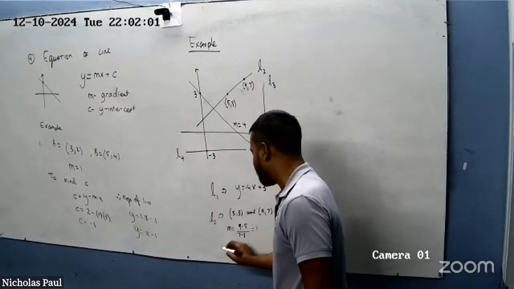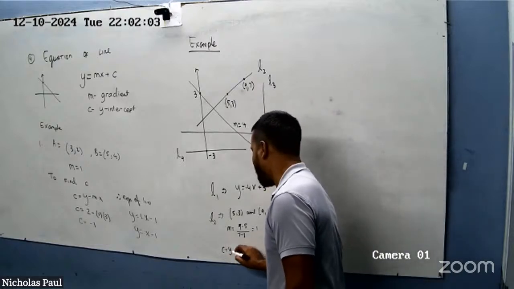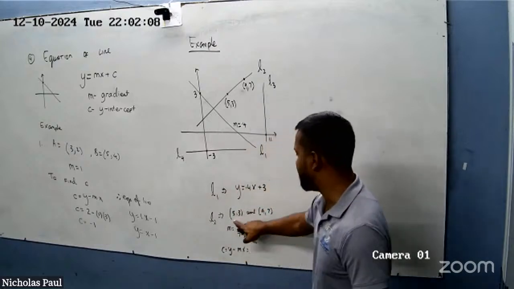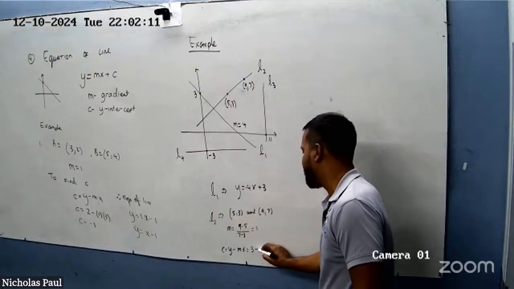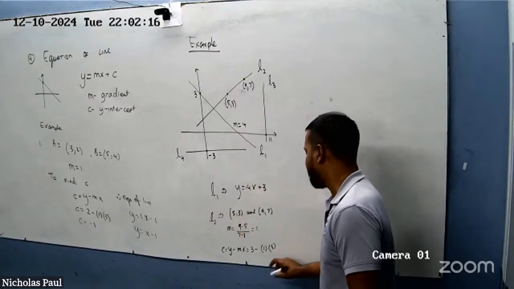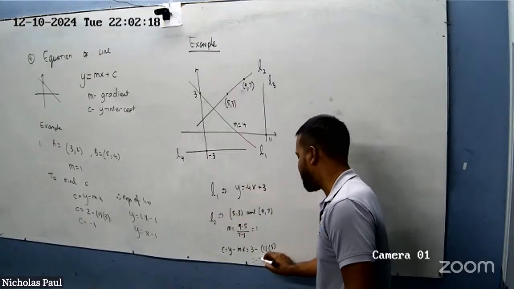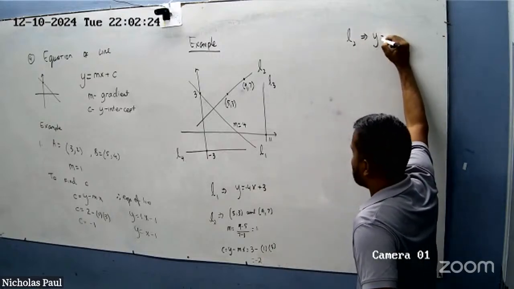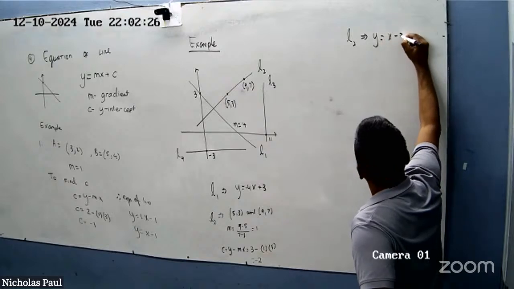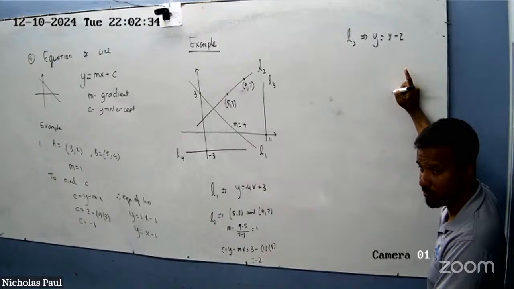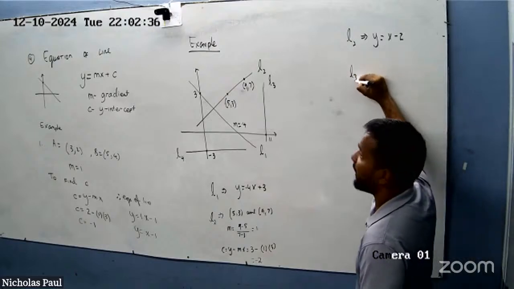And the y-intercept is y minus mx. So I choose one of these 2 points again. Y is 3, gradient is 1, x is 5. So I got 3 minus 5, which is minus 2. So for line 2, the answer is y is equal to 1x minus 2. That's okay? Line 3 and 4, everybody watch here.